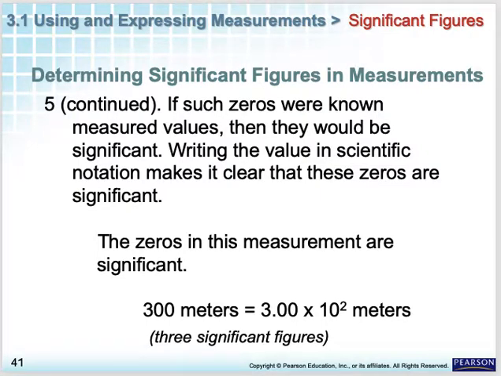The zeros in 300 meters would be not significant, but if I needed to write it in such a way to indicate those 2 zeros were significant, I would go to scientific notation. Because scientific notation, if I write 3.00 times 10 to the 2, is indicating both of those 2 zeros were measured. And that's what a significant figure is all about: did you measure that 0 or not?